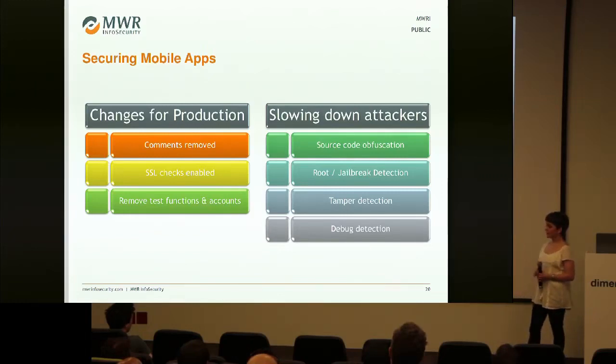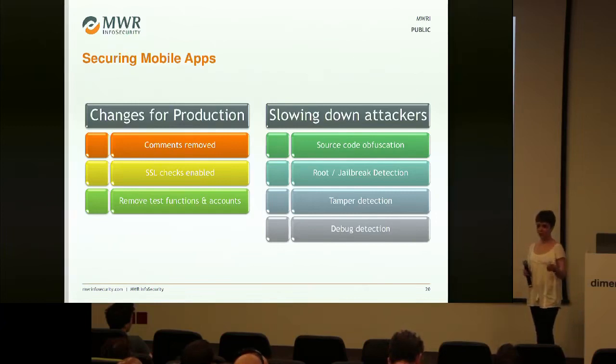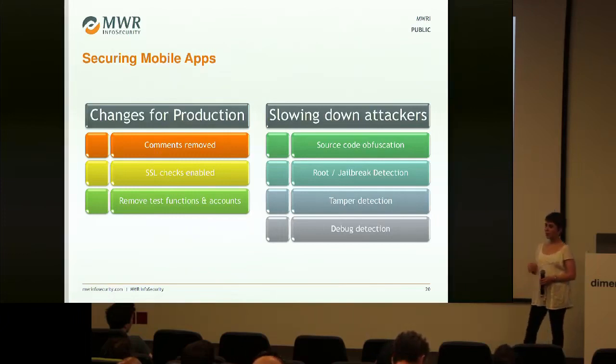Then also look at slowing down your attackers. Because a mobile device is in the hands of an end user and everything is controlled from that endpoint, they are eventually going to be able to get to anything in the device if they really, really want to. They will be able to spend months reverse engineering your application. But most people who are going to attack applications want to get to their goals as quickly as possible. So they're going to go for the easiest part, the one that gives them the access they need, and it's really easy to compromise.